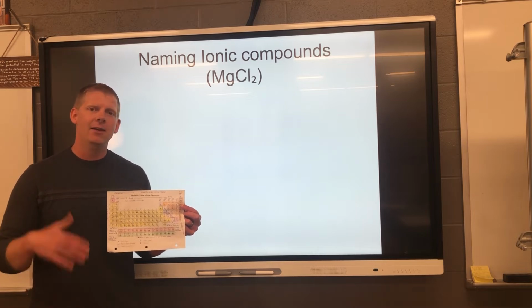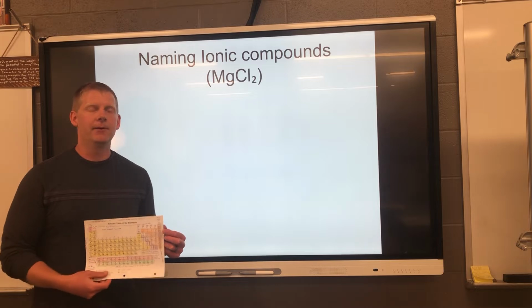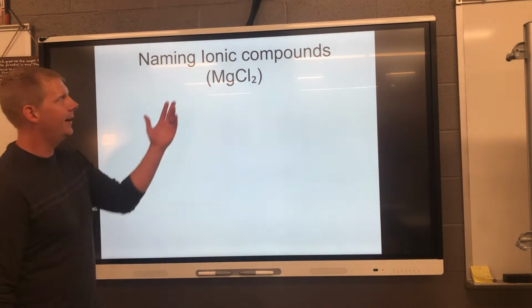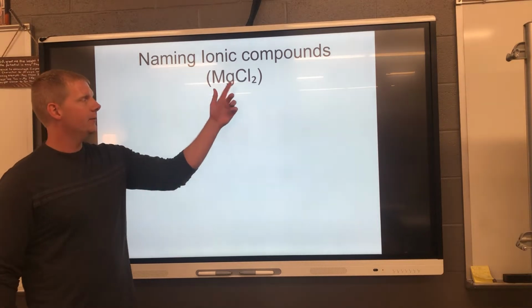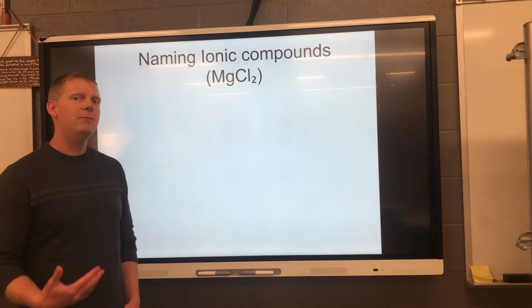So that's the key. You've got to identify that first because there's a different set of rules for ionic compared to covalent. So we're going to start off with ionic compounds here. So we have magnesium and chlorine. So my chemical formula is MgCl2.